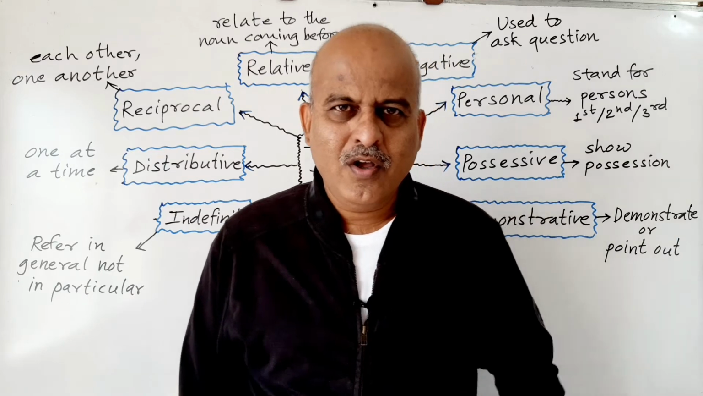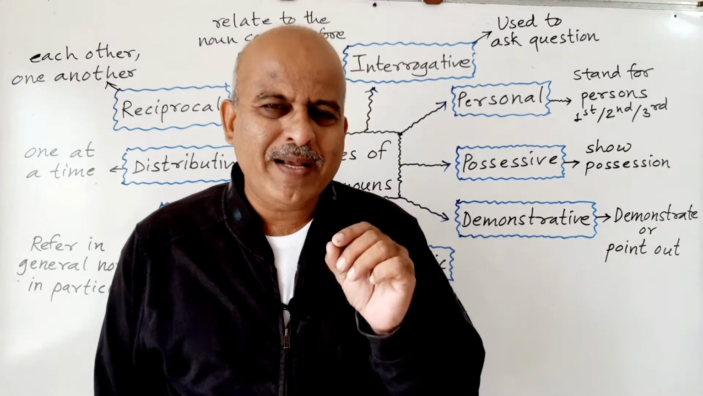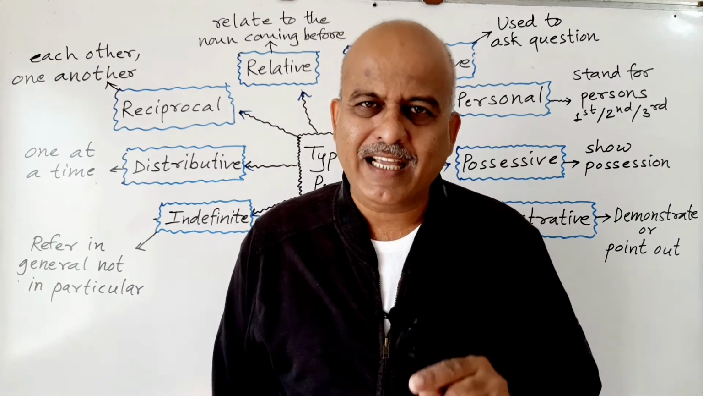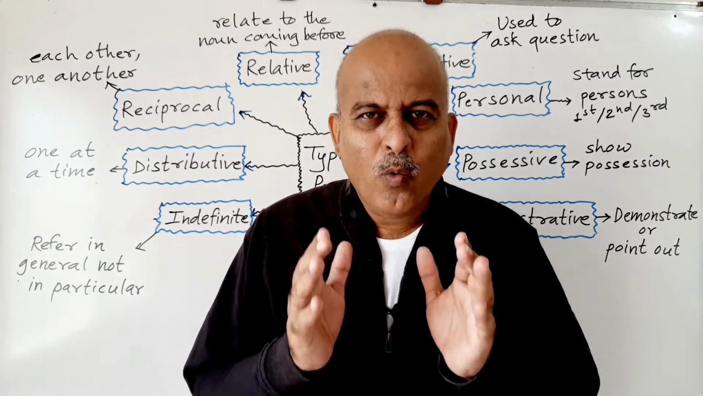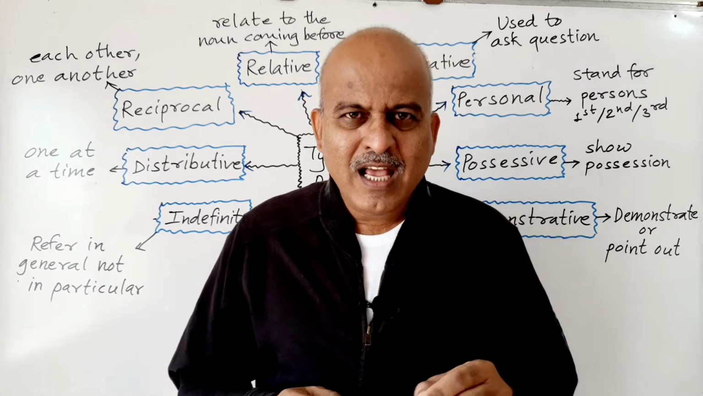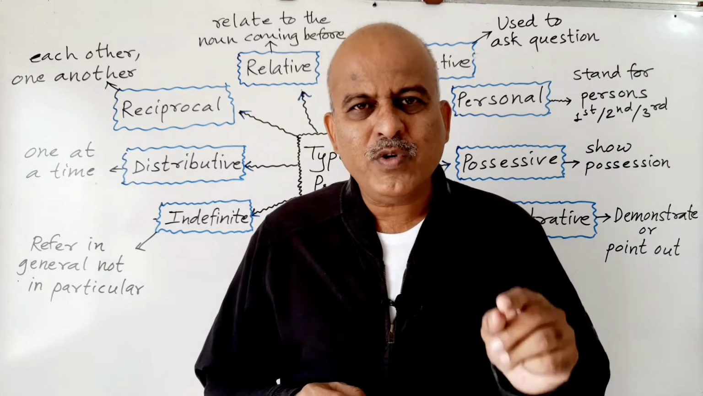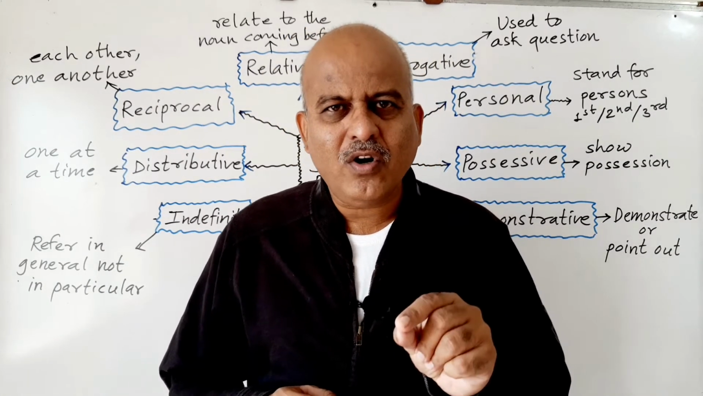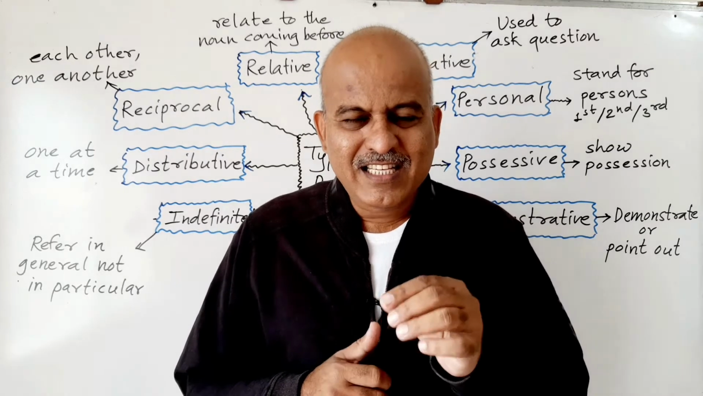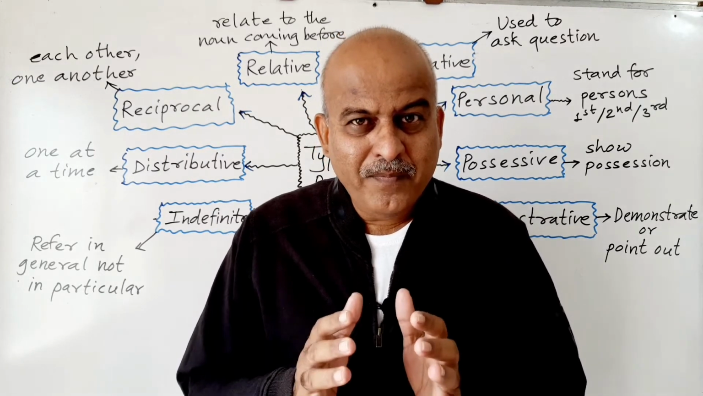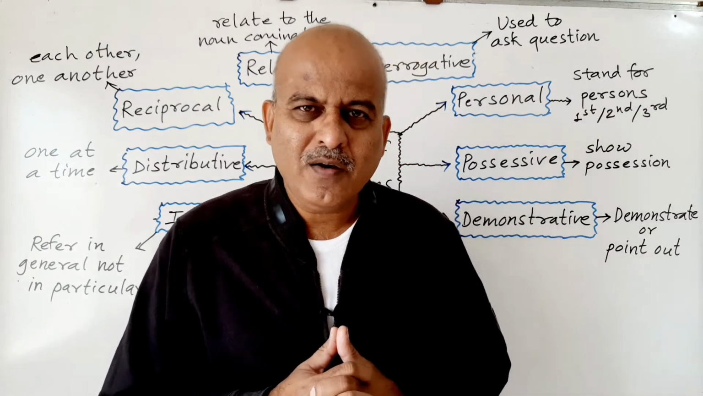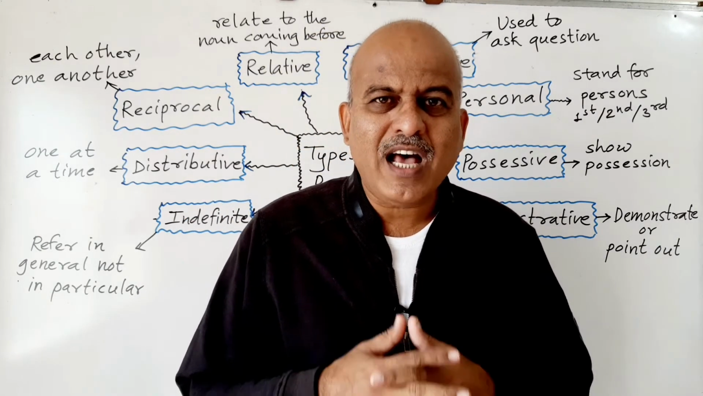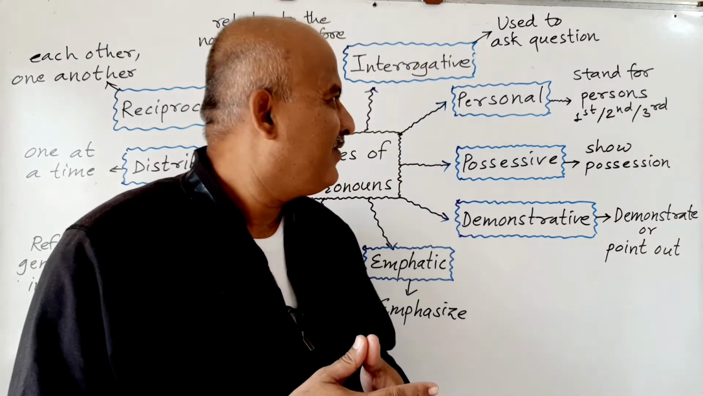Types of pronouns. Pronouns are basically classified into 10 types, but before going further we should know what pronouns are. Pronouns are the words which come instead of a noun or another pronoun, in place of a noun. Those words are called pronouns, and pronouns are classified into which groups?